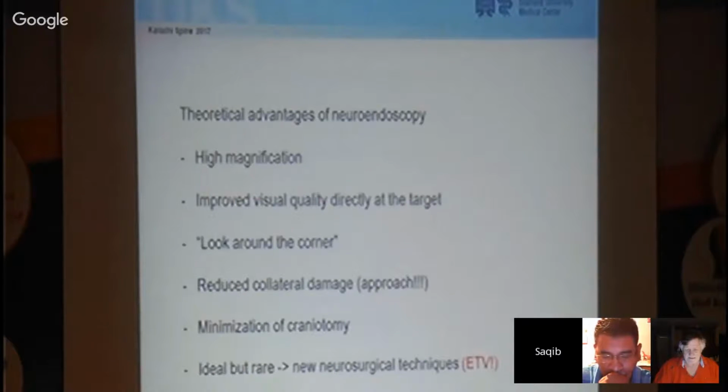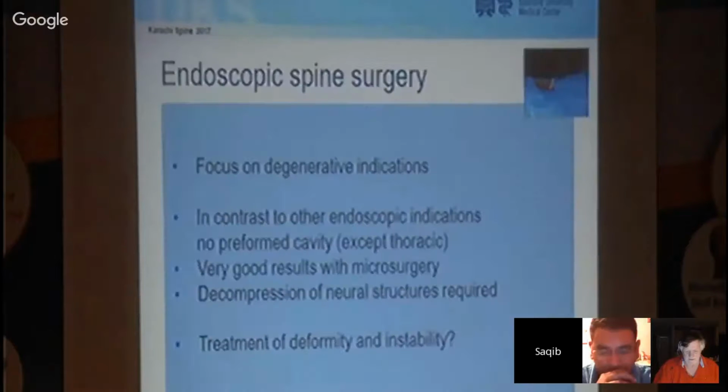But there are some advantages, particularly if you do this with a small approach. You have a high magnification with an endoscope, and you have a beautiful visualization. You can reduce the trauma of the approach, and if you have this, ideally with an endoscope, you have a completely new technique. This is only the case in the endoscopic third ventriculostomy. I don't know any real endoscopic procedure in the spine you cannot achieve with an open approach.